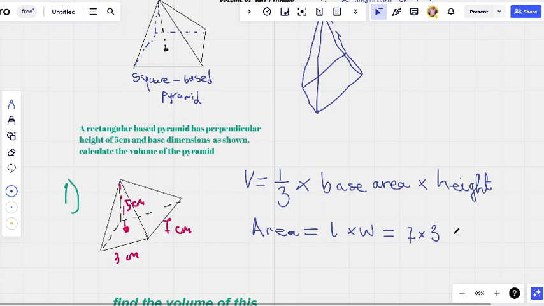Now let's find another question. Question number 2, with a square base pyramid. No, this is also a rectangular base pyramid. 5 and 4 is a rectangle, if you look at the base.